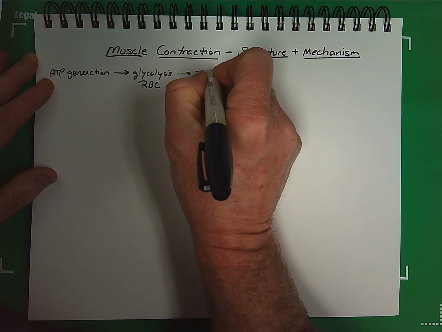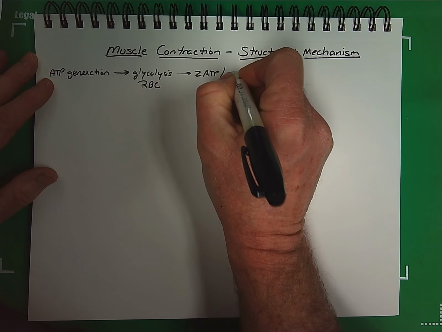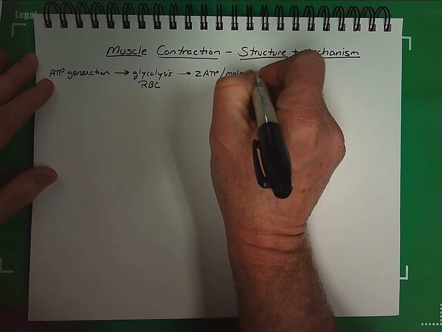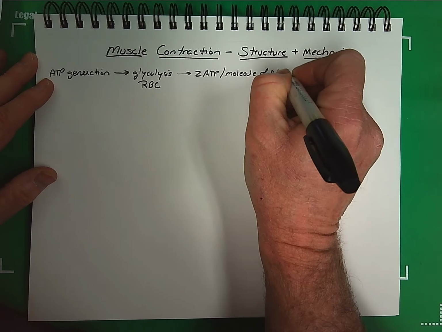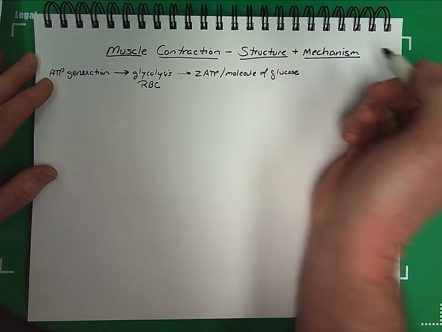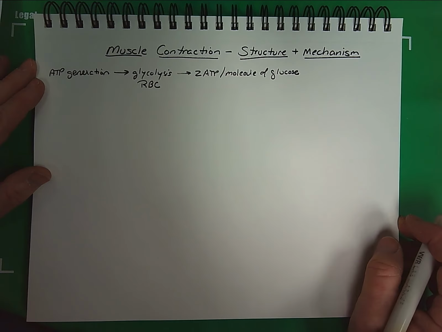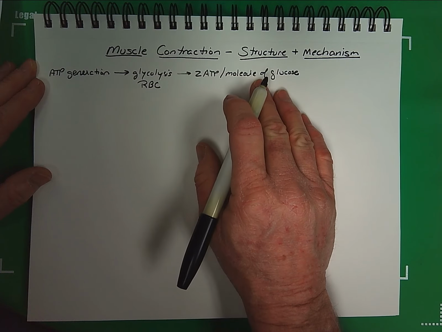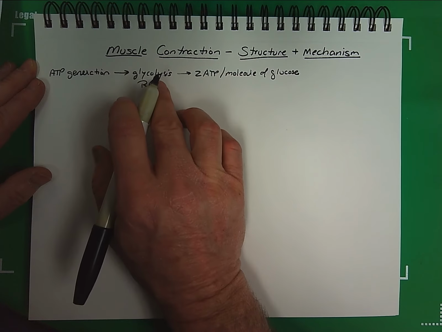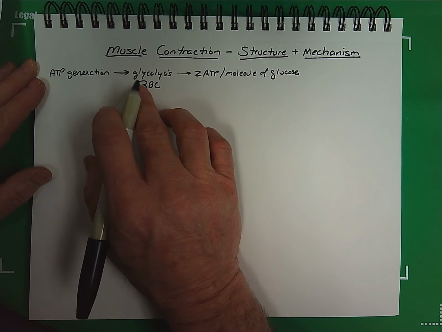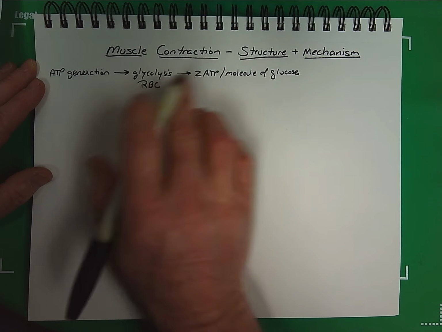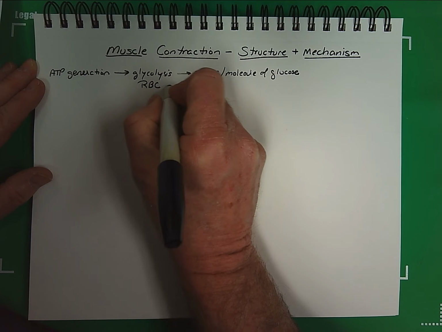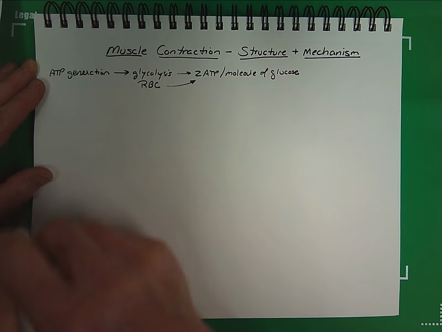Now recall, from glycolysis in red blood cells, this is going to be generating a simple 2 ATP per molecule of glucose. Now this is a very inefficient method of generating energy from the oxidation of glucose, but glycolysis is simply sufficient and necessary for red blood cells because the energy requirements of red blood cells are rather minimal.